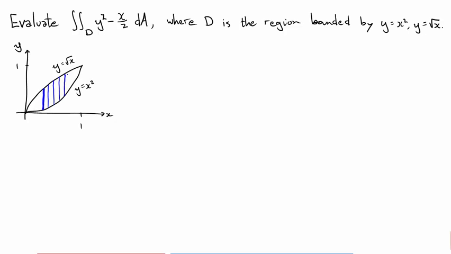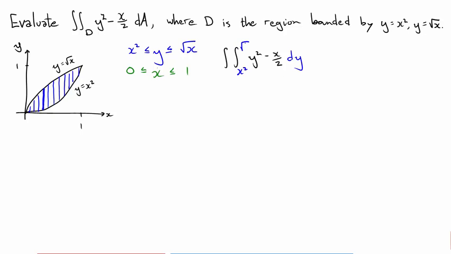So we could describe this by saying for any x, y ranges from the lower curve, which is x squared, to the upper curve, which is root x. And x itself can range all the way from 0 to 1. And that would give a double integration as follows. y ranges from x squared to root x, and x ranges from 0 to 1.